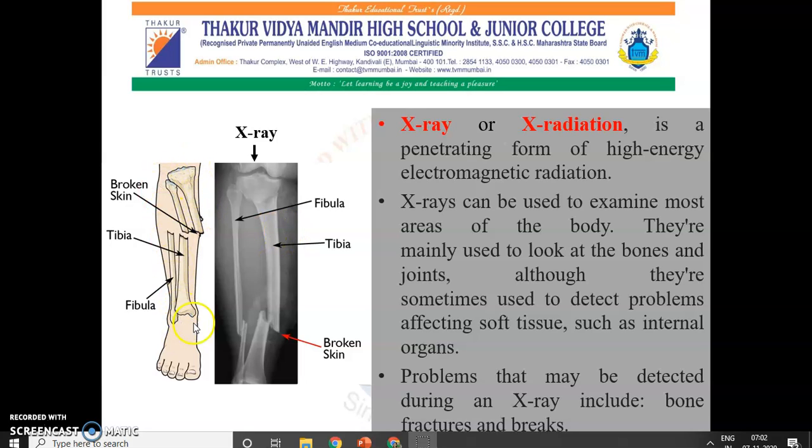Here, leg portion of the human body is shown. Different bones in our body have different names. Two such bones are shown over here. This is fibula and this is tibia. So both of them are broken from here. So when the X-ray is taken of this leg, you can see over here, it is clearly visible from where and which bones are broken. Doctor uses this X-ray to carry out the further treatment.